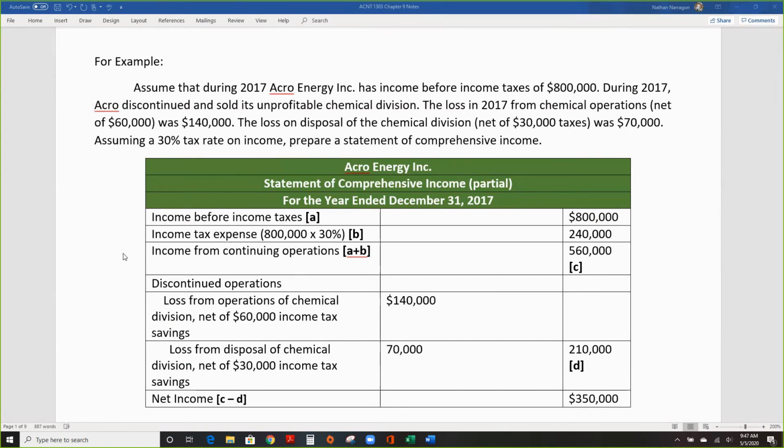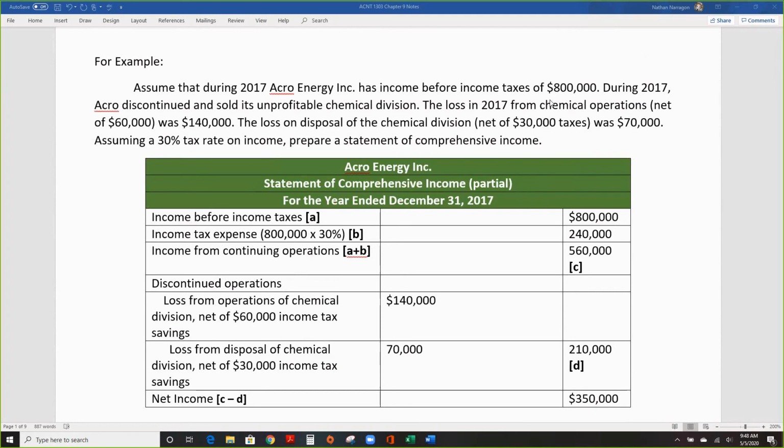So assume that during 2017, because your book is extremely old now, but things don't change, Acro Energy Inc. has income before taxes of $800,000. During 2017, Acro discontinued and sold its unprofitable chemical division. The loss in 2017 from chemical operations, net of $60,000 in taxes, was $140,000. The loss on the disposal of the equipment division, net of $30,000 in taxes, was $70,000.